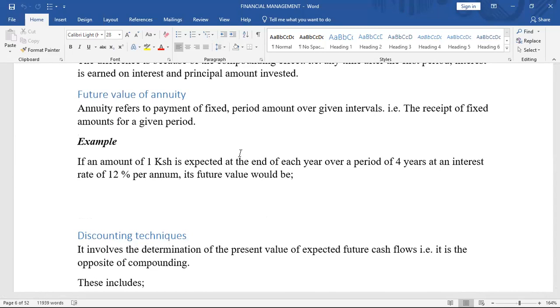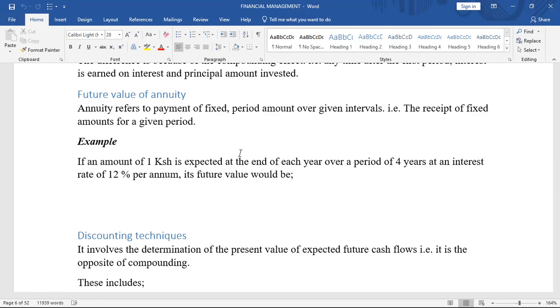We are saying annuity refers to payment of a fixed amount over a given interval. And that is why we are saying the receipt of a fixed amount for a given period. I have given a small illustration there, but let me reconstruct that illustration using a better figure so that you can understand. In this concept, the future value of an annuity, I'll refer to different questions, but I'll show you how it's normally done.